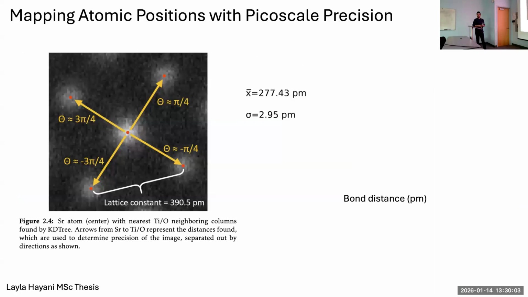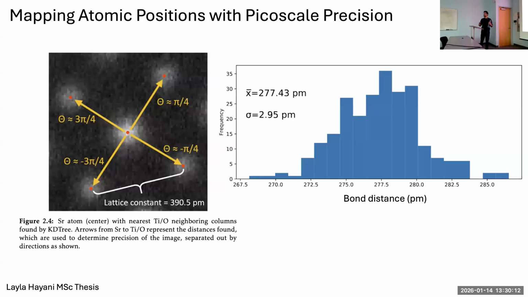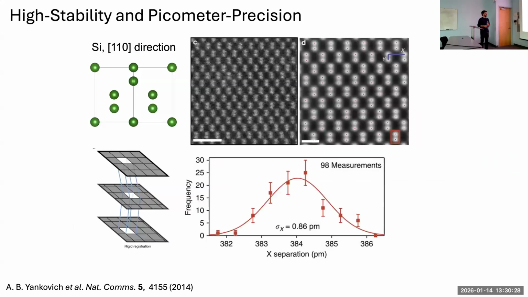So next up is we can begin to quantify what the precision of this exercise is. We can look at the distribution of bond distances in the material. Strontium titanate at room temperature is expected to be cubic. By plotting a histogram, we find that there's a distribution of about 3 picometers, so 3 picometer precision. It means we can quantify our atomic distortions with this level of precision. And if you have even higher signal to noise ratio, or if your conditions are better, you can even push to the 1 picometer scale.